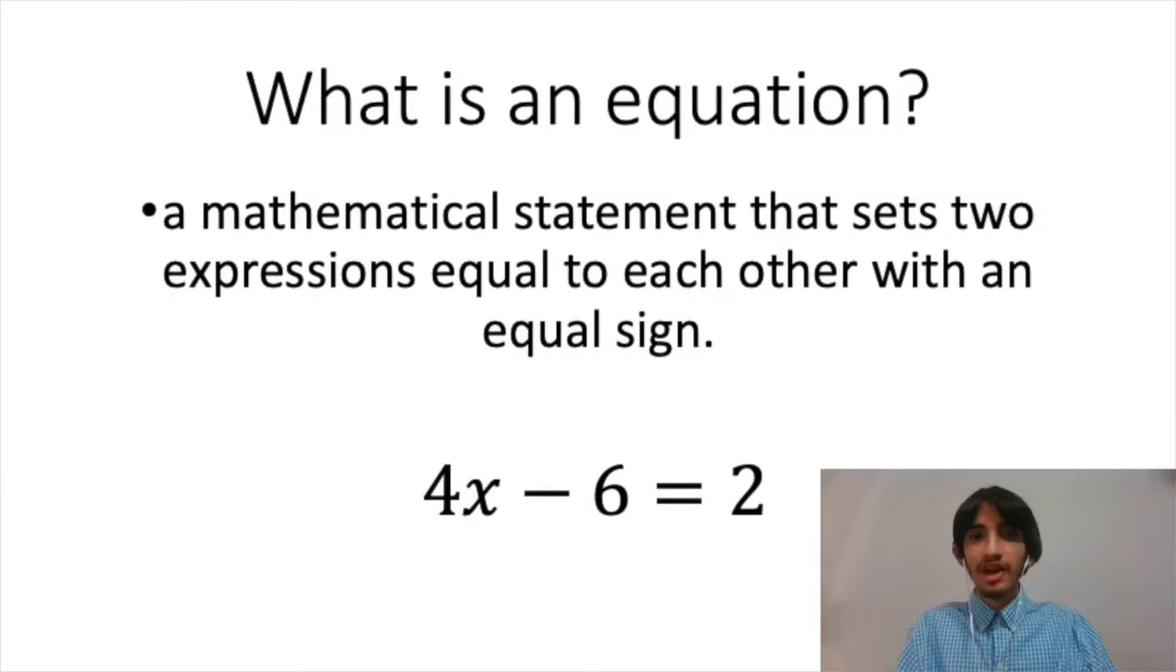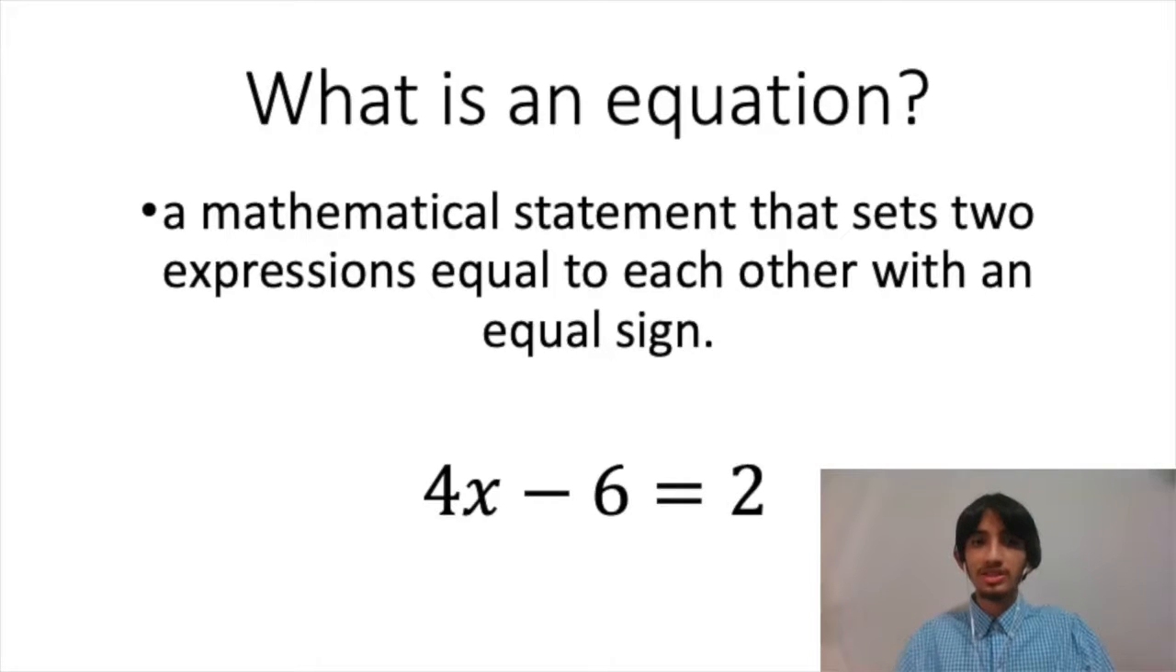One of the most fundamental topics in the Heart of Algebra section on the SAT includes linear equations. An equation is defined as a mathematical statement that sets two expressions equal to each other with an equal sign. Linear equations can have more than one variable, but that's a story for another day. Linear equations with one variable, which is usually x, but it could really be anything, can be written in the form ax plus b equals 0.